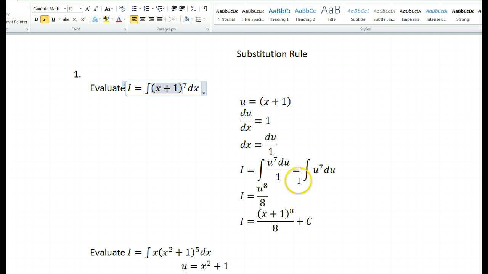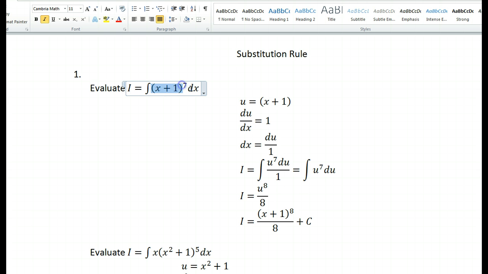Alright, now let's get back to our problem. We have u is equal to x plus 1, so we go up here and plug in for u. This becomes u, so you get u to the 7, but we also have a dx. But what is dx? How do we get dx? Remember, we got du over dx is equal to 1. We can solve this for dx. We cross multiply, so dx is equal to du over 1.